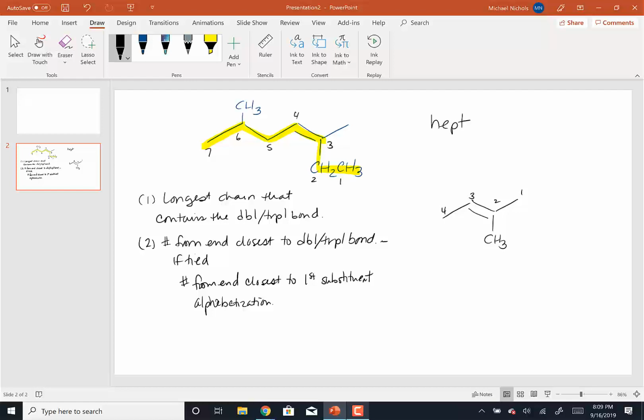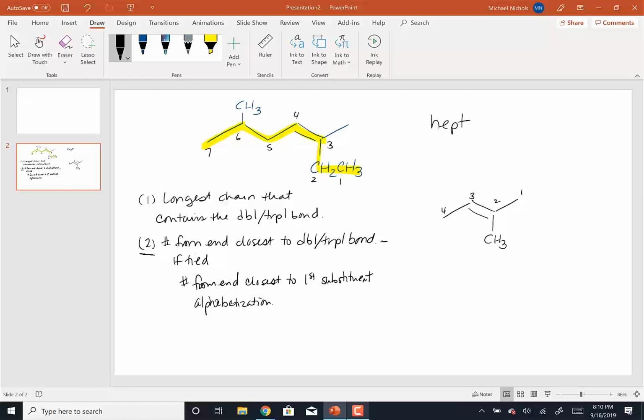And that's basically how we number. The first step is find the longest chain that has a double or triple bond in it, and then number from the end closest to the double or triple bond. If you have a tie there, then you use the end closest to the first substituent, or the alphabetization as a tiebreaker, but you have to go with rule number 2 first.